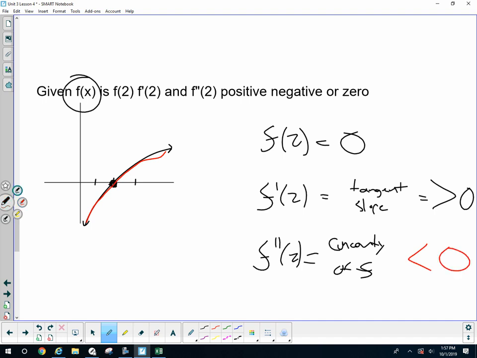What you will be asked to do is list these in order, like on your homework quiz or test. So you'd say the second derivative of 2 is less than f of 2, which is 0, which is less than f prime of 2, which is positive. All right, that is it for Unit 3.